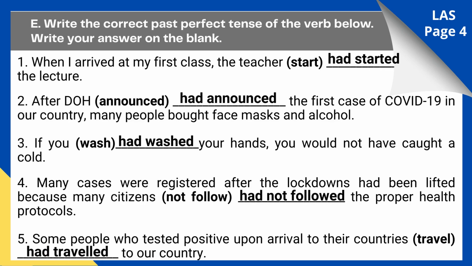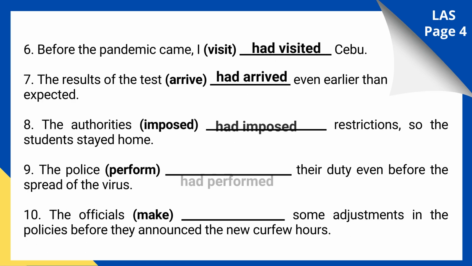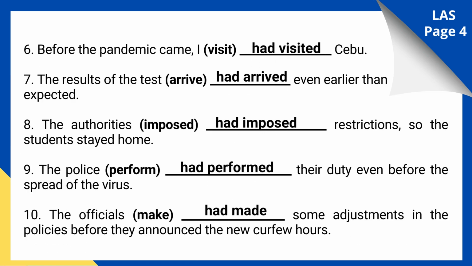Let's check your answer for activity E. 1. Had started. 2. Had announced. 3. Had watched. 4. Had not followed. 5. Had traveled. 6. Had visited. 7. Had arrived. 8. Had imposed. 9. Had performed. And 10. Had made.